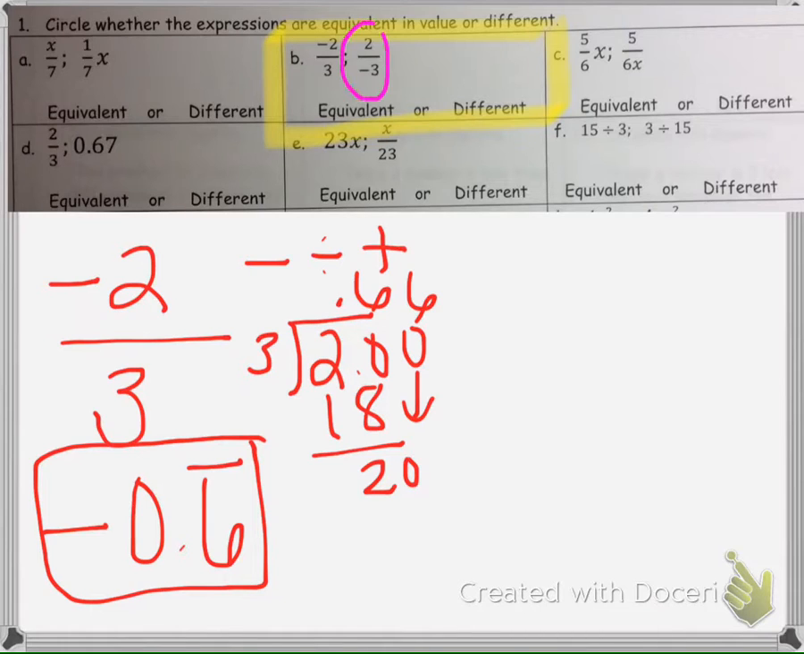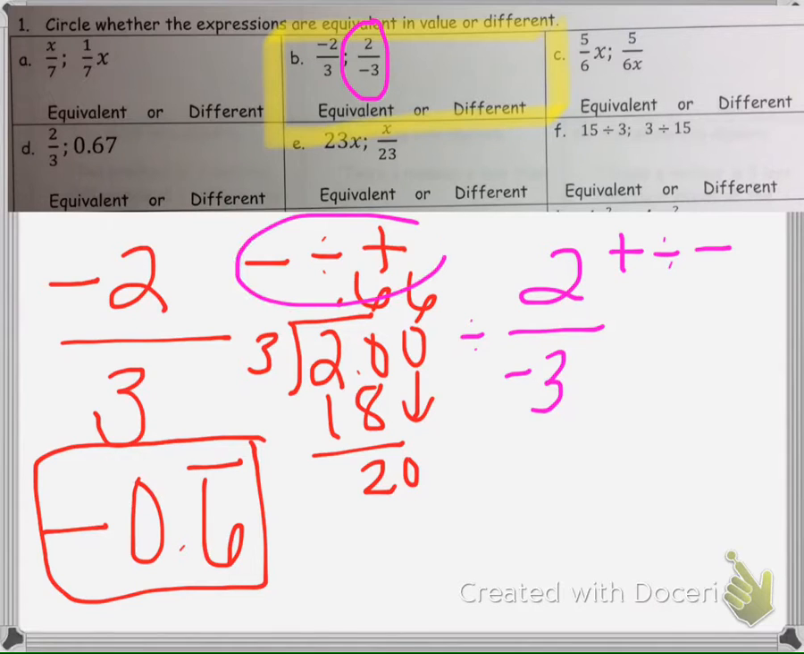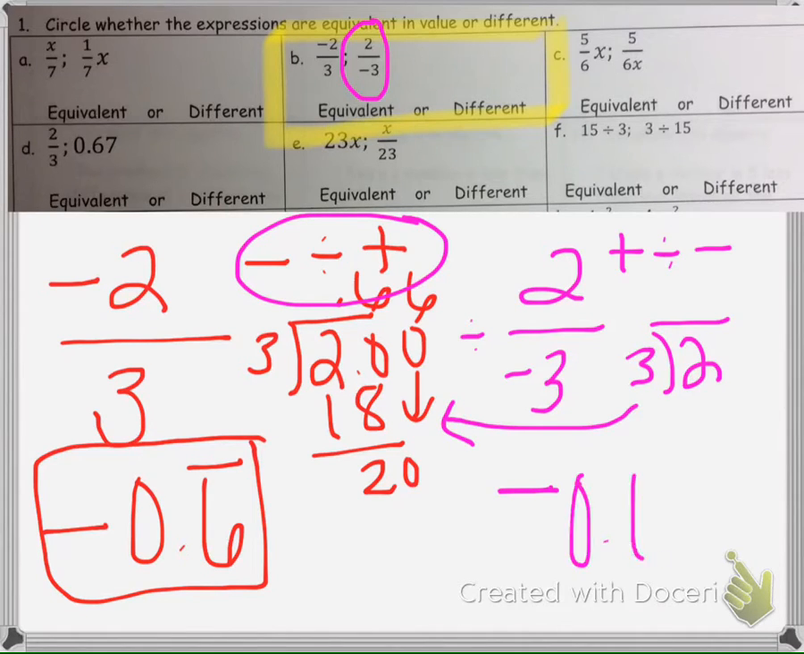Okay, so now we check out the other expression. It's 2 over -3, and remember that means divide. So we have a positive divided by a negative, and that is still the same thing as this. It's still going to be negative, and when we do 2 divided by 3, it's going to be the same thing as this. So they are both the same decimal value, -0.6 repeating. So they are equivalent.